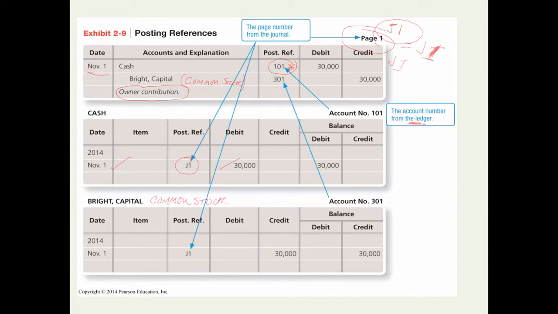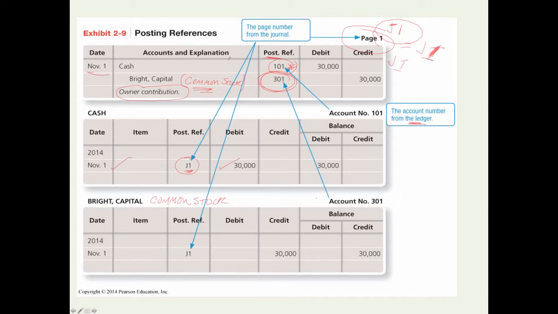Journal entry is on the journal, page 1. Same thing happens here when we credit capital or common stock. Enter 301 when we post. Before we post, there's nothing here.